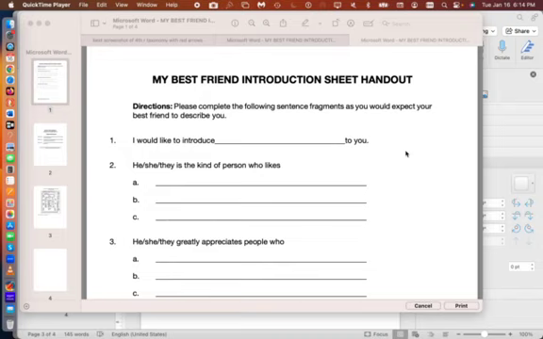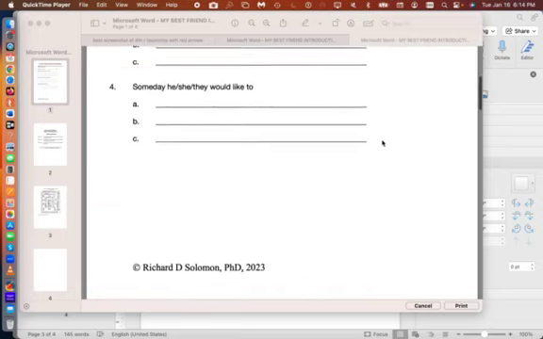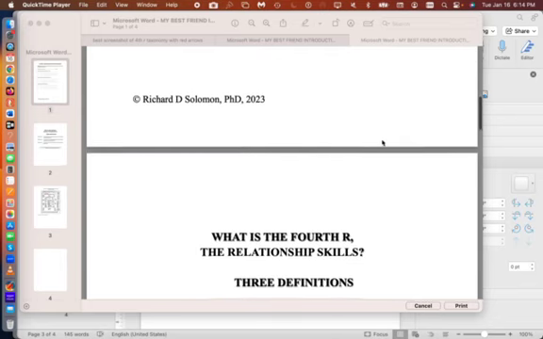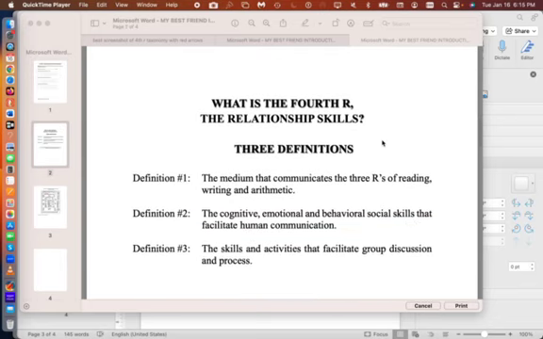However, before we explain how to implement my best friend introduction sheet handout, I want to share something more sophisticated about the fourth R, the relationship skills. So let's look at the second handout and talk about what is the fourth R, the relationship skills. And I have three definitions.